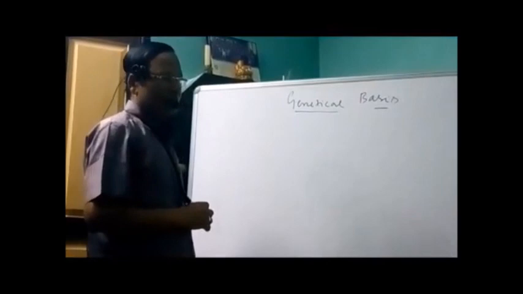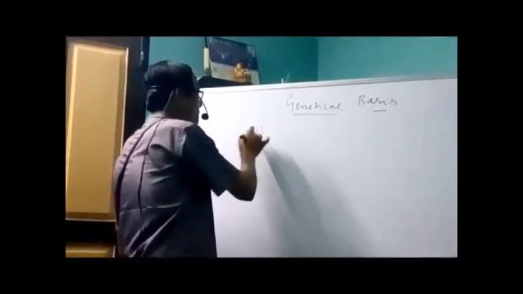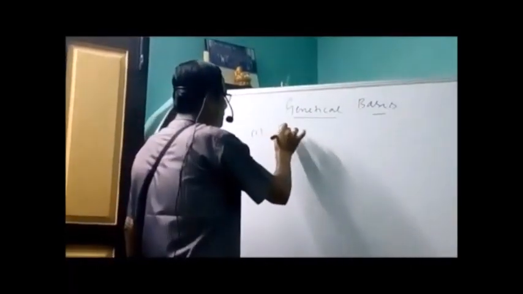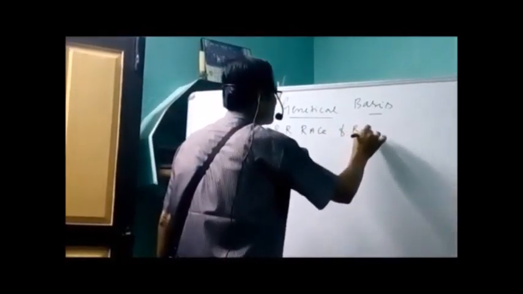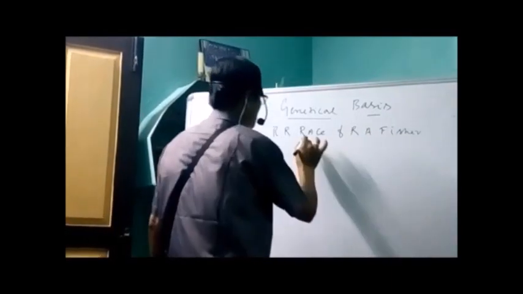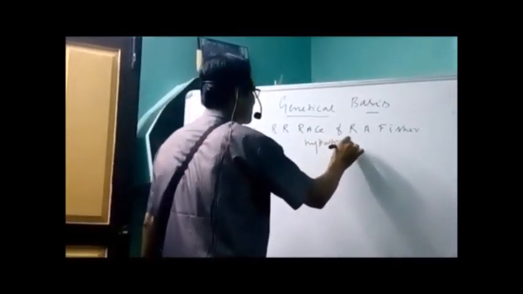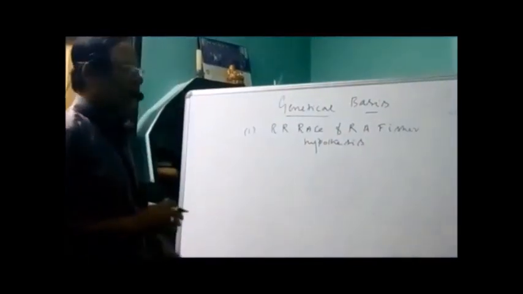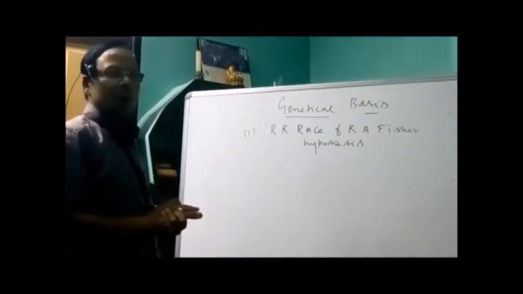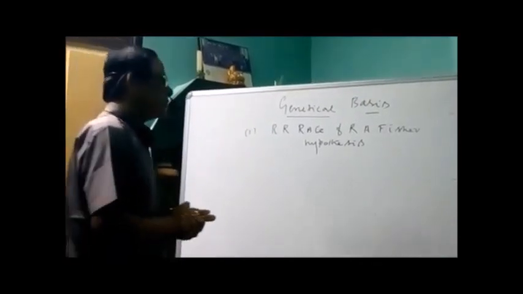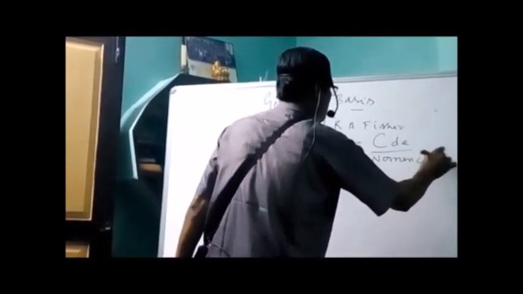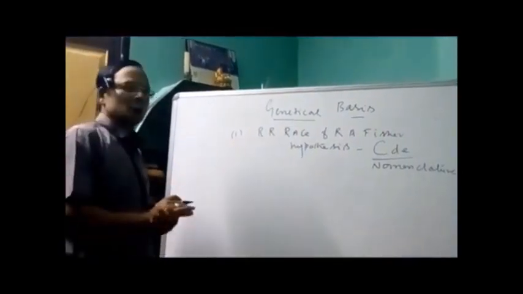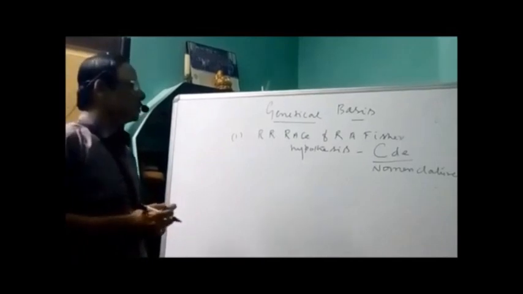So there are two opinions. Two groups of people have two different types of opinions. One is the Race and Sanger, and the Fisher hypothesis. This is one hypothesis. According to these two groups, they have used what is called CDE nomenclature. The most commonly used hypothesis today is nothing but CDE nomenclature.